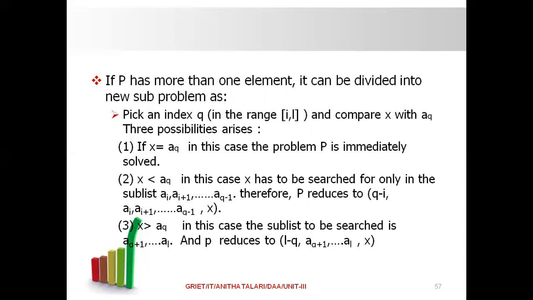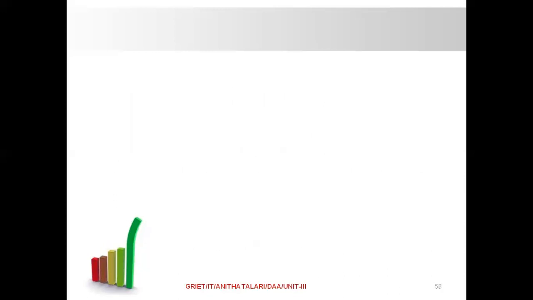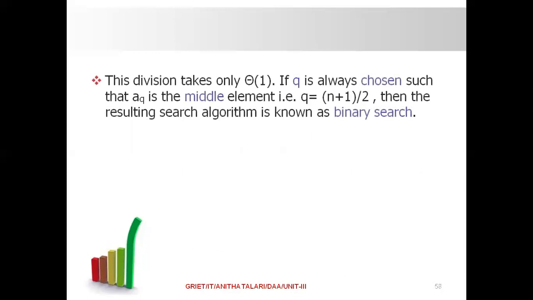The third case is the element you're trying to search, x, is greater than the element present at the index A_q. In this case, the sublist to be searched would be A_q+1 so on till A_l, and the size of your problem would be l minus q, the list A_q+1 so on to A_l, and the element you're trying to search. This division takes only Theta(1).